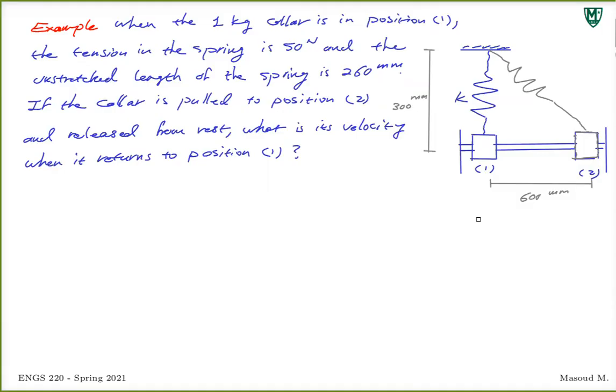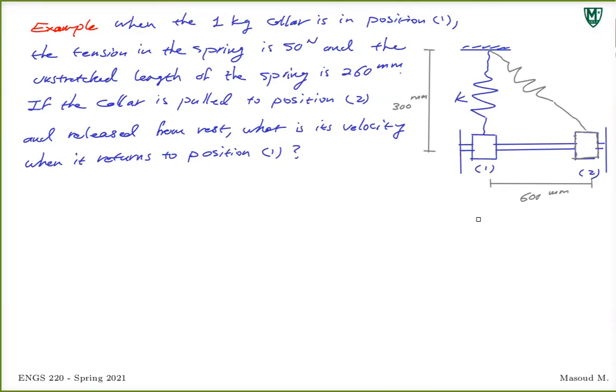Now in this problem, we have a 1 kilogram collar in position 1. The tension in the spring is 50 newtons. Sorry, it's not unstretched. When we're at point 1, the tension in the spring is 50 newtons, and we are also given the unstretched length. If it were unstretched, the force would be 0, right? So there's some force at point 1, and we also know the unstretched length of the spring.